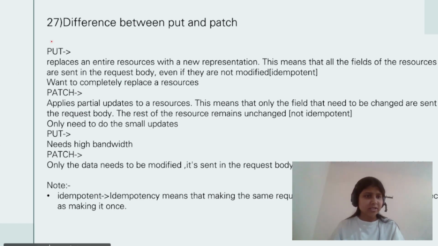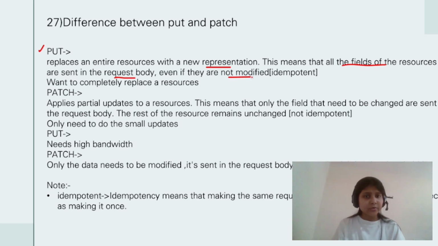First, PUT replaces an entire resource with a new representation. This means that all the fields of the resource are sent in the request body. This is a very important point. When you want to update a resource, you have to give all the fields that are required to create that particular resource. We have to give the same attributes or fields in the request body when you are doing PUT, even if they are not modified.